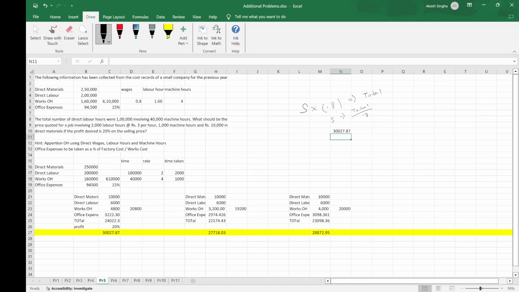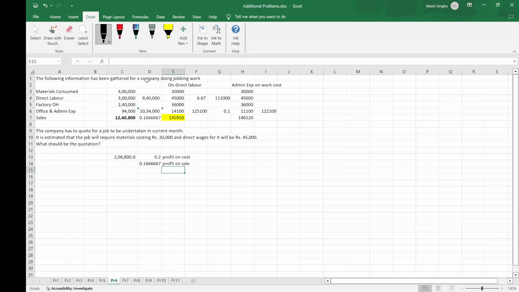Similarly, for the other job, the factory overhead, if you're taking labor hour, it is given 2000 labor hours. So 2000 into 1.6 is this value. Again you calculate, and its 15% will be office expense, and then calculate the total, and then the same formula. Similarly, this.